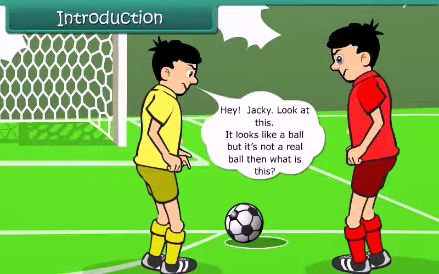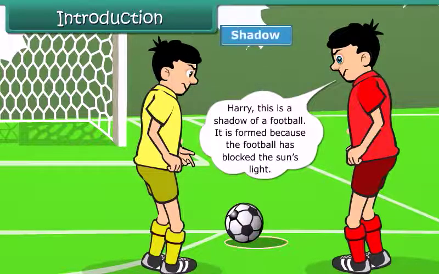Hey, Jackie, look at this. It looks like a ball, but it's not a real ball. Then what is this? Harry, this is a shadow of a football. It is formed because the football has blocked the sun's light. So now let us learn more about shadow and its formation.